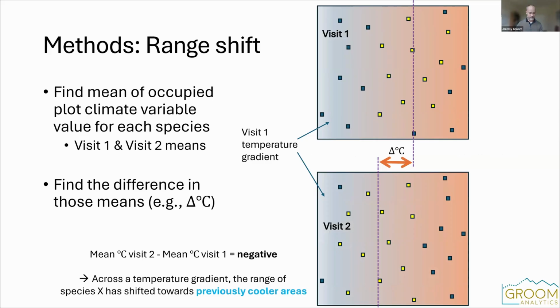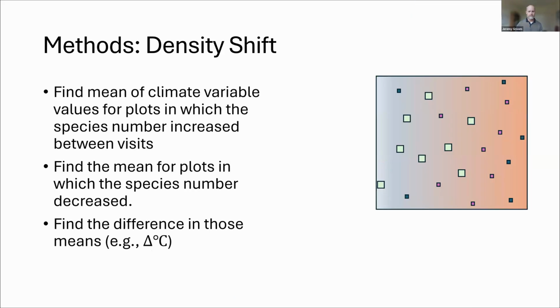So if you take the second visit minus the first visit and it's negative, then across the temperature gradient, the range of species X is shifted towards a previously cooler area. So that was range shift.